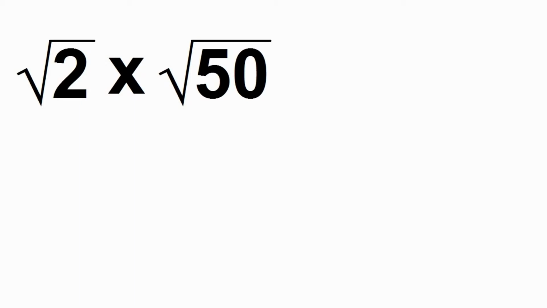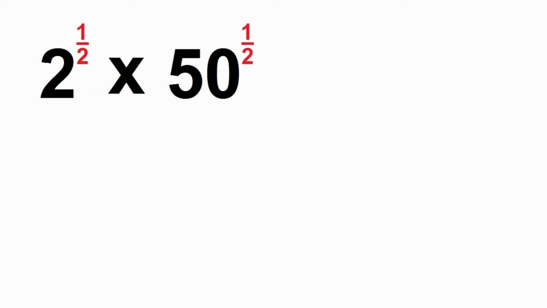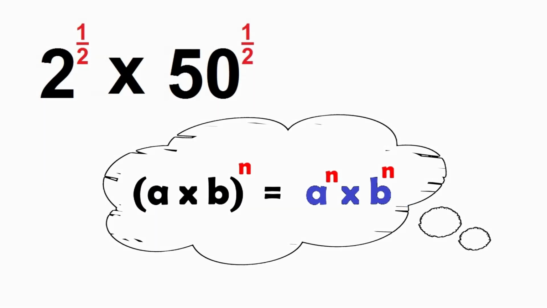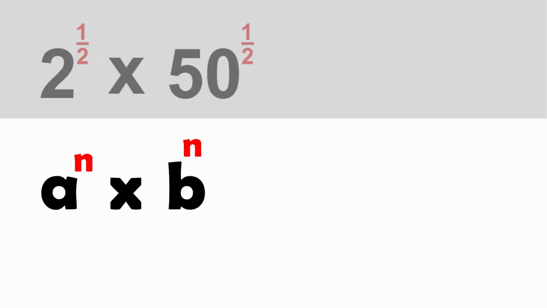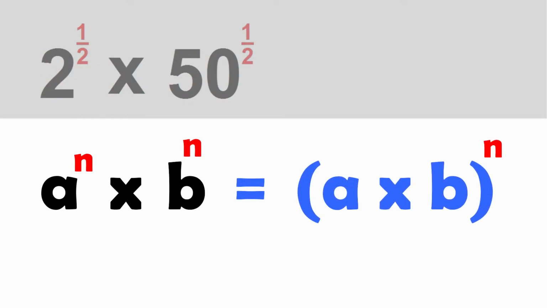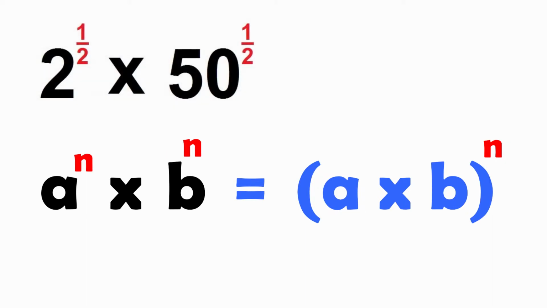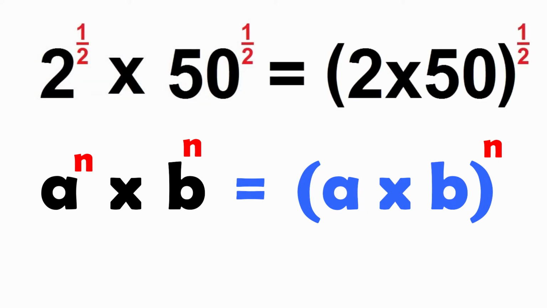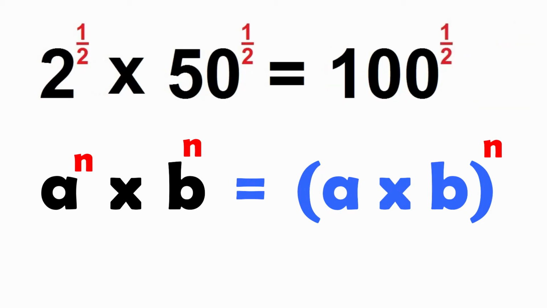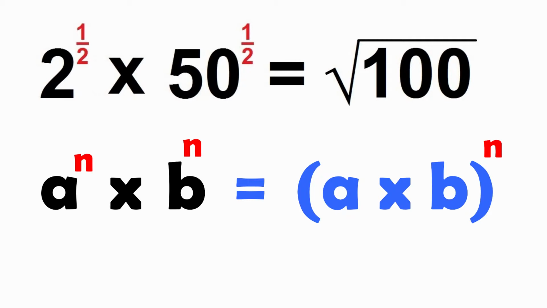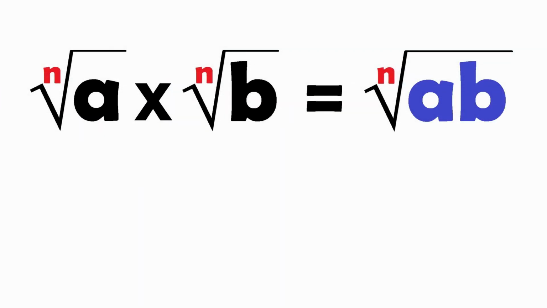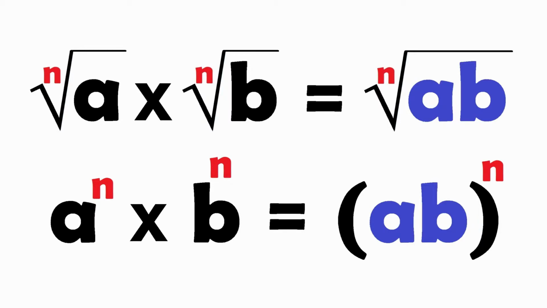Why does this work though? Well, let's try converting them into index form and see what we get. The square root of 2 is 2 to the power of a half, and the square root of 50 is 50 to the power of a half. So we'll have 2 to the power of a half times 50 to the power of a half. Wait, this looks familiar. It's the index law for powers. If a to the power of n times b to the power of n is equal to a times b to the power of n, then 2 to the power of a half times 50 to the power of a half should be equal to 2 times 50 to the power of a half, which is 100 to the power of a half, or the square root of 100. So you see, the product rule for radicals is basically just the index law for powers inverted.